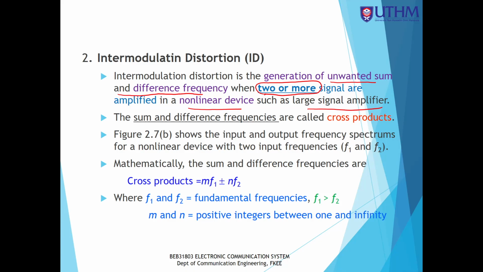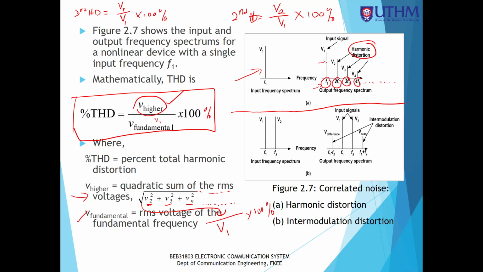So this is shown in figure B. You see that we have two inputs, F1 and F2 with amplitude V1 and V2, and then put inside the system, it produces harmonics, which is what we call the intermodulation distortion. So it produces unwanted sum and difference.